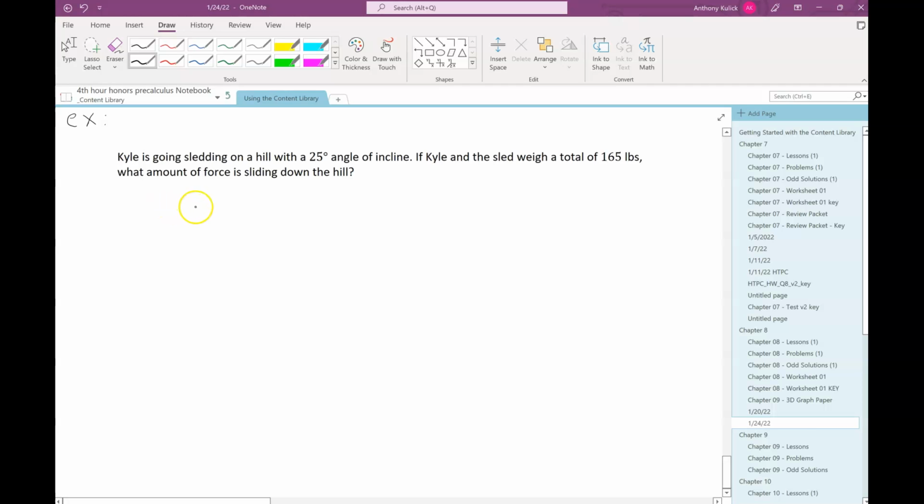So our little setup here is going to be to draw a picture. I'm going to start with my hill vector. So this will be my hill vector. And I know if the angle of incline is 25 degrees, that also means that this angle here is 25 degrees.